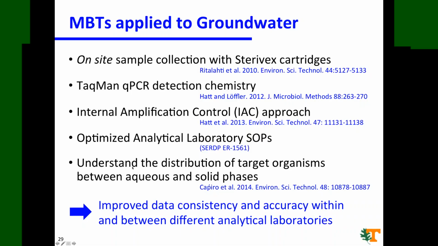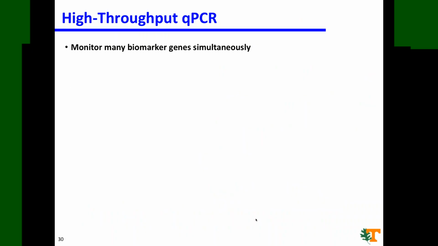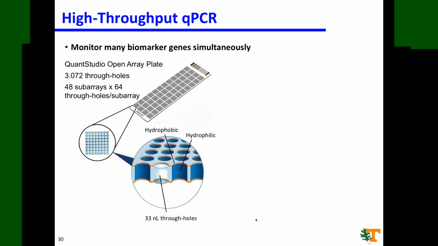And so we do understand a little bit the distribution of target organisms between aqueous and solid phases, and that can also help data interpretation. The bottom line, I think, is that we have good data consistency and accuracy between different analytical laboratories. We achieved that. And this will further improve through the application of more advanced qPCR technology.